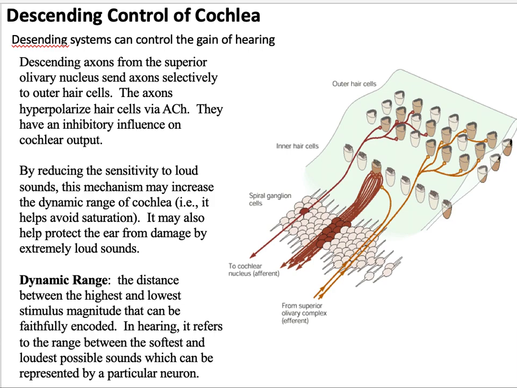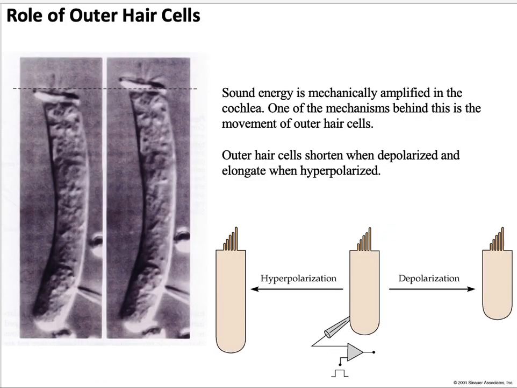It's kind of analogous to what the eye does with the pupil and with the biochemical amplification that occurs. But in this case, it's the outer hair cells, and these are receiving descending control. When they're hyperpolarized, they actually get longer. So here's a little dotted line. When we say longer, it's not a whole lot, just a little bit. And when you depolarize them, they shrink a little bit. So they actually change size depending on their membrane potential.